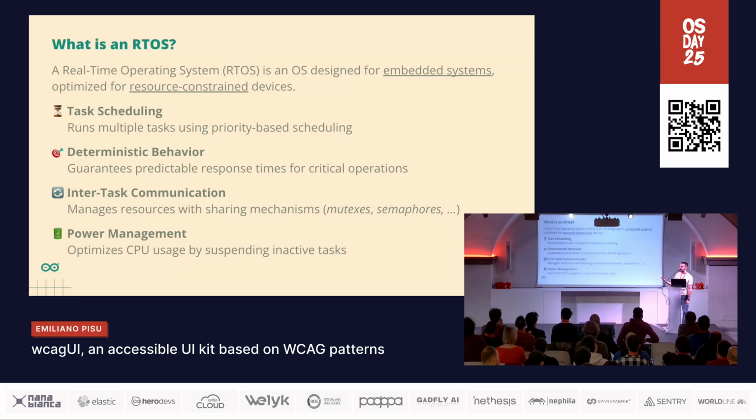In an RTOS, we can use inter-task communication, like in other operating systems, with sharing mechanisms like mutexes, semaphores, and others. And an operating system for embedded systems has good power management because it's optimized to run on a low-power CPU.